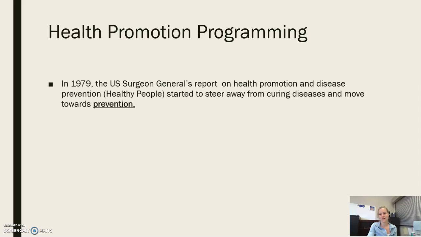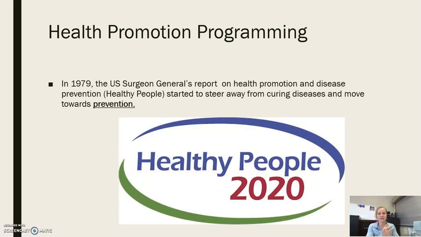All right, health promotion planning. In 1979, the U.S. Surgeon General's report on health promotion and disease prevention, Healthy People, started to steer away from curing disease and move towards prevention, which is what we all want to hear, right? That seems more like the solution than what we've been doing in the past.